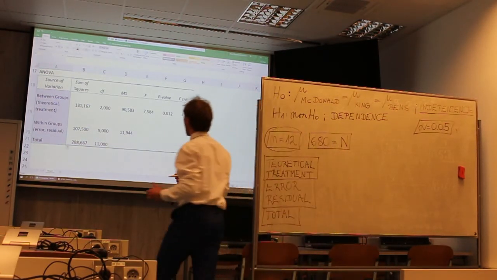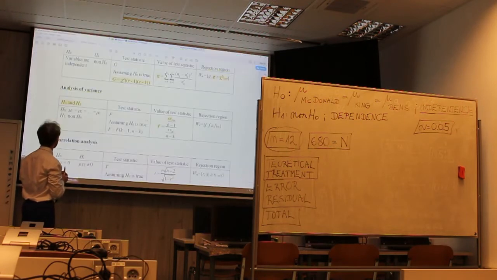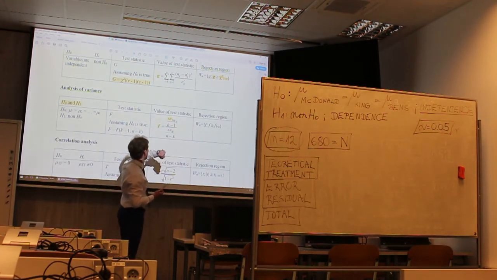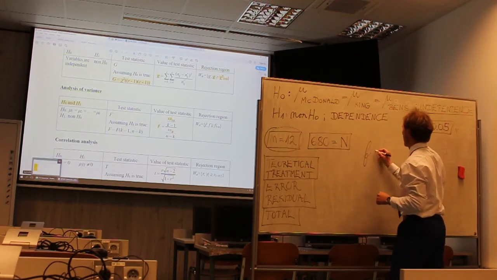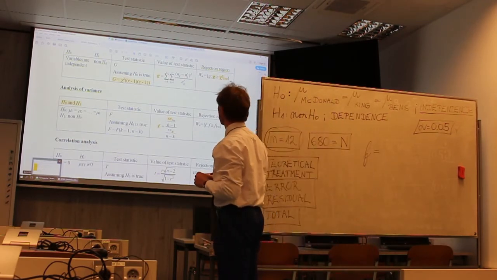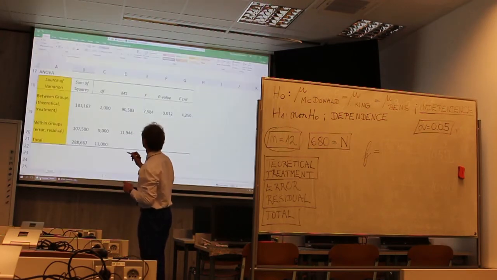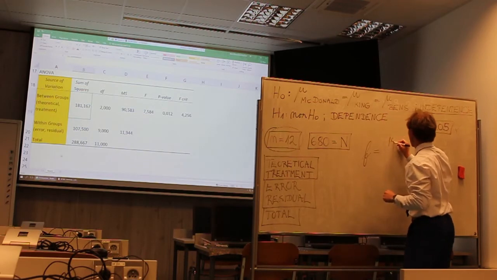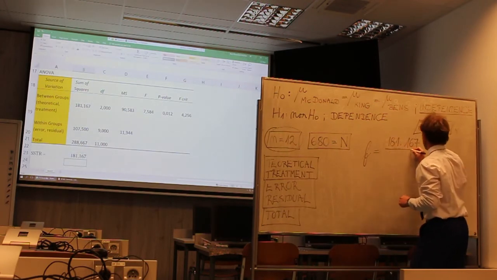Okay, so now we have everything, because in formulas you can see that Fisher F statistic is designed on the ratio of treatment sum of squares divided by k minus 1 and error sum of squares divided by n minus k. So we will calculate value of Fisher F statistic. In numerator, treatment sum of squares from Excel, 181.167. And this is divided by k minus 1.